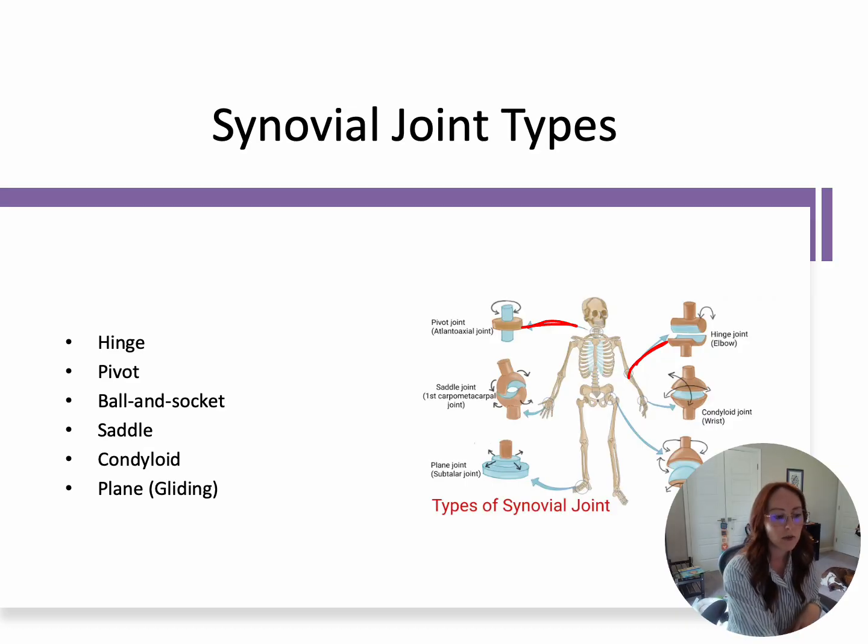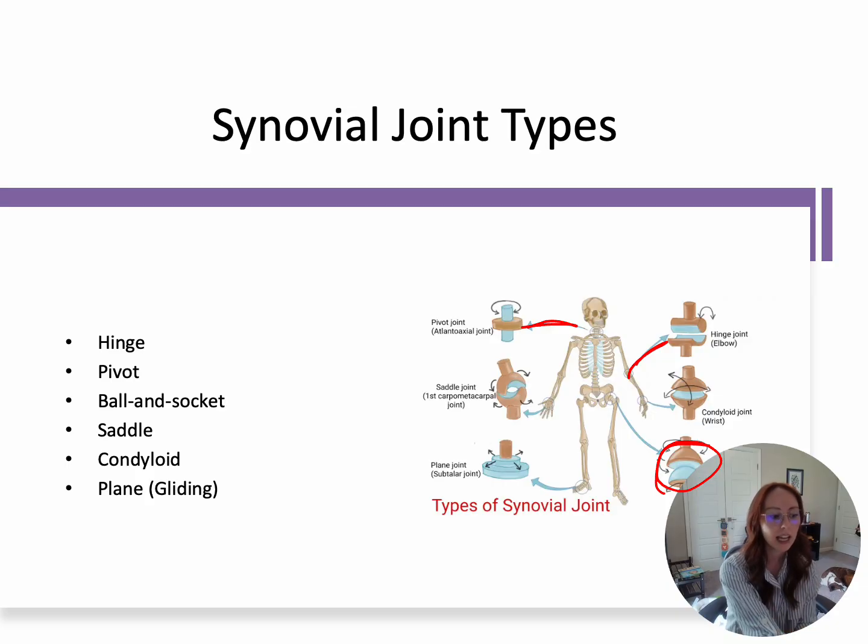And then we have ball and socket, which allows for the greatest range of motion in all directions. You see this in, my face here is in the way, but it's this joint down here. You see this in your hip and your shoulder areas.